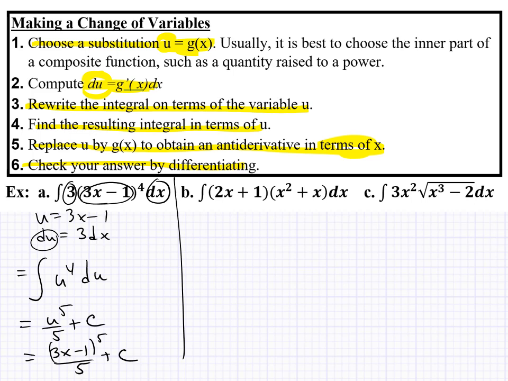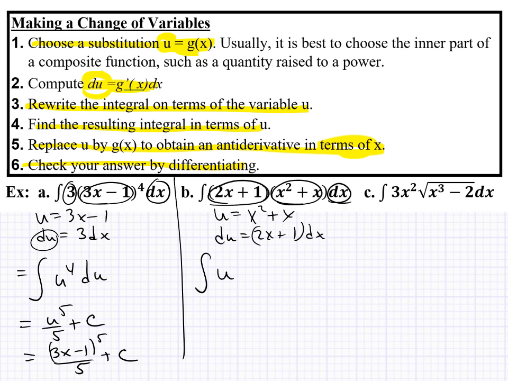If I look at this one and said u was x squared plus x, the derivative is 2x plus 1. So the integral would be 2x plus 1, dx. So the 2x plus 1 dx is du. This is u, so I get u du. Since this isn't raised to anything other than 1, it's just u to the first du. Integral will be u squared over 2 plus c. So I get x squared plus x squared over 2 plus c.